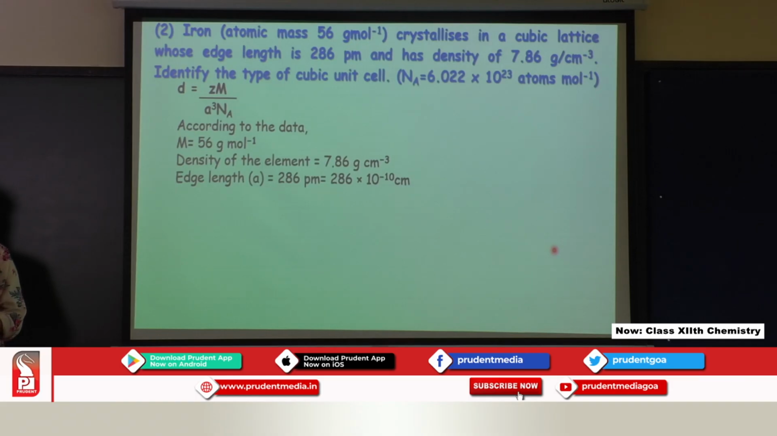If you notice here, students, the density of the element is given in terms of grams per centimeter cube and the edge length is given in terms of picometers. We cannot substitute the value in picometers as given because it needs to be in terms of centimeters. So we do the necessary conversion and the value is then 286 into 10 raised to negative 10 centimeters.